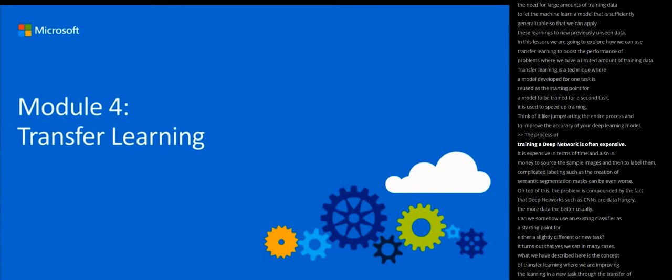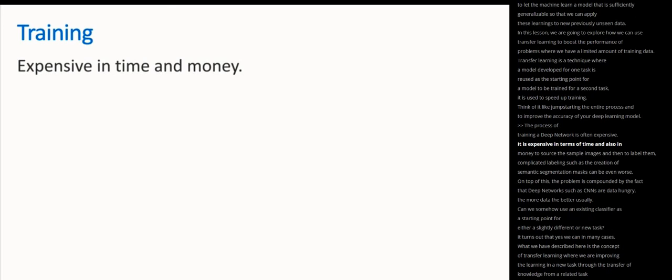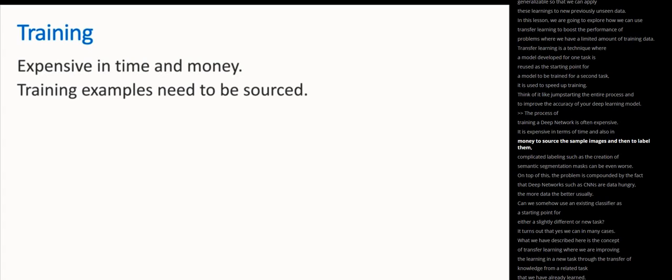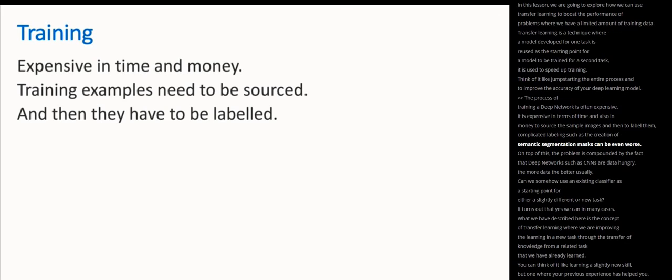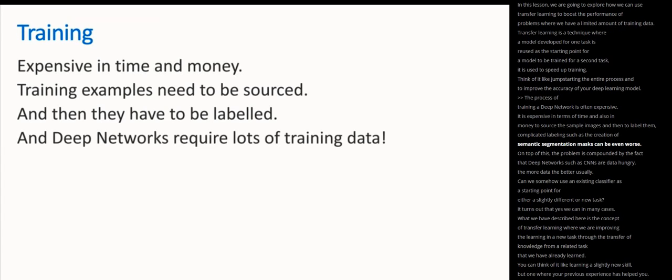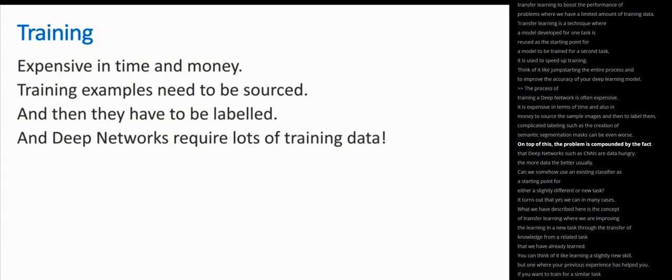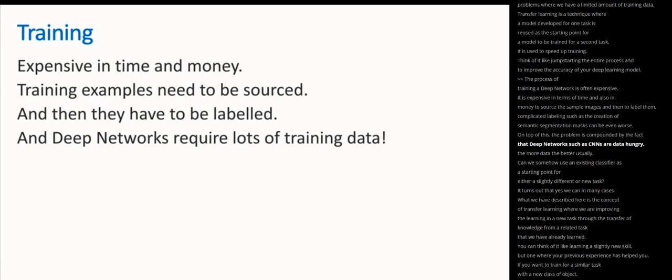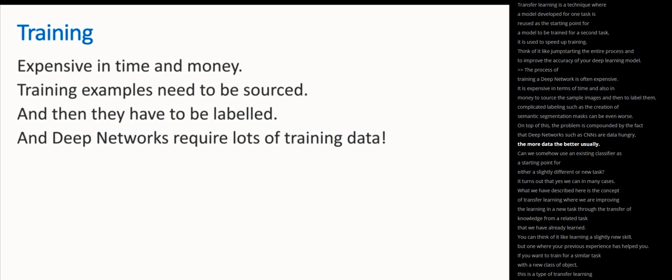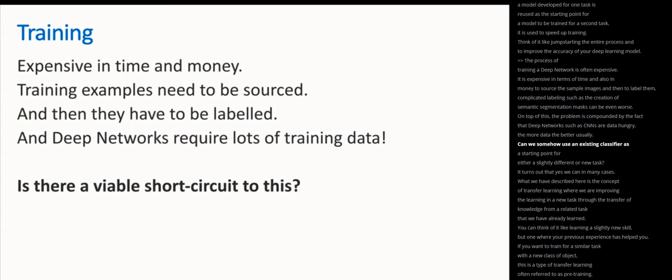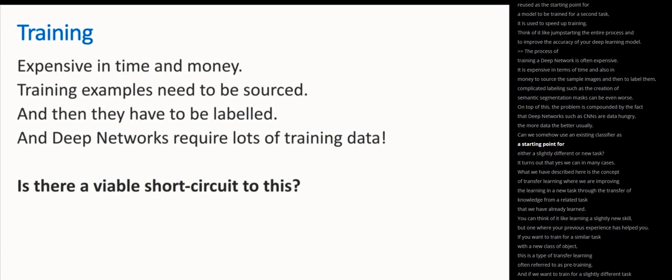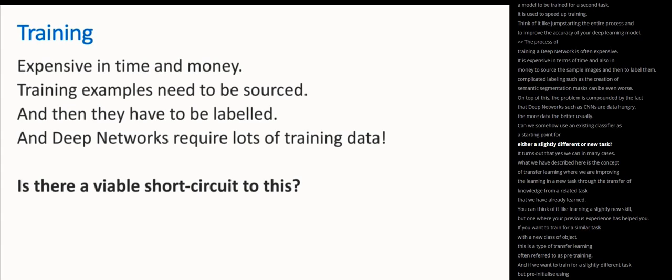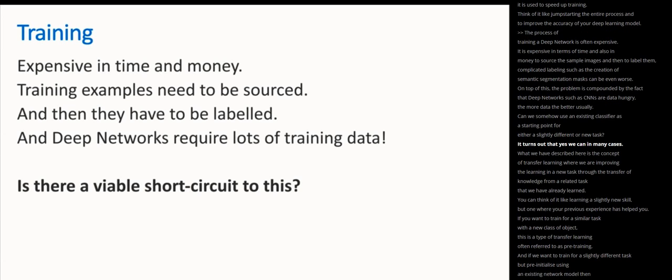The process of training a deep network is often expensive. It is expensive in terms of time and also in money to source the sample images and then to label them. Complicated labeling, such as the creation of semantic segmentation masks, can be even worse. On top of this, the problem is compounded by the fact that deep networks, such as CNNs, are data hungry. The more data, the better usually. Can we somehow use an existing classifier as a starting point for either a slightly different or a new task? It turns out that yes, we can in many cases.